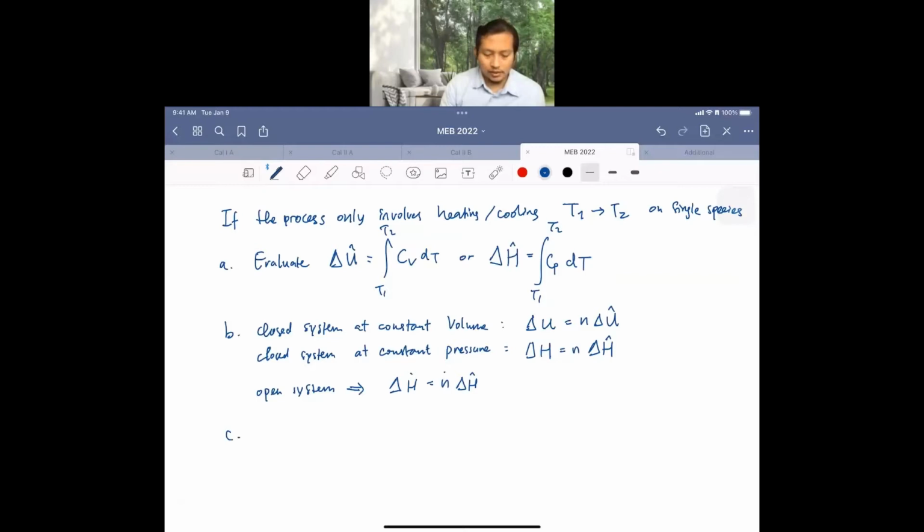And then lastly, substitute all the calculations we get, the delta U, delta H, or delta H flow, in the appropriate balance equation to determine the heat, or heat transfer, or Q. Or heat flow.